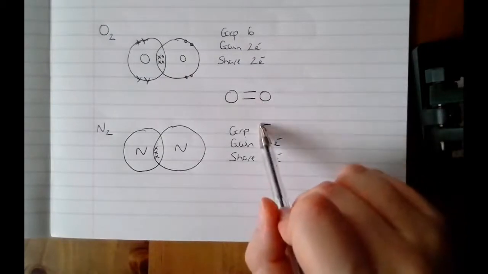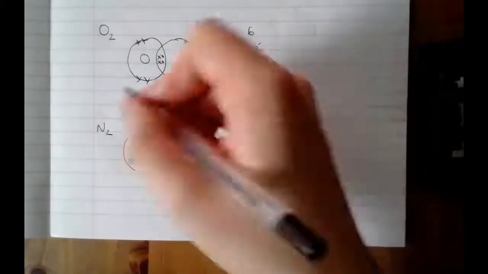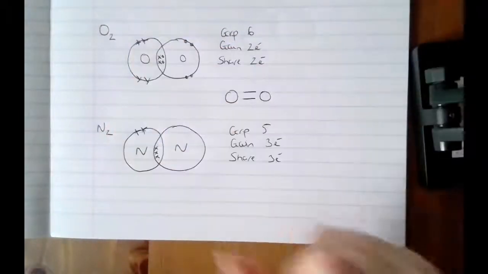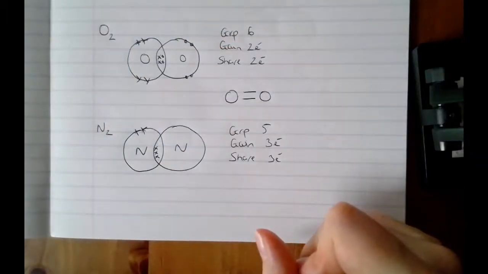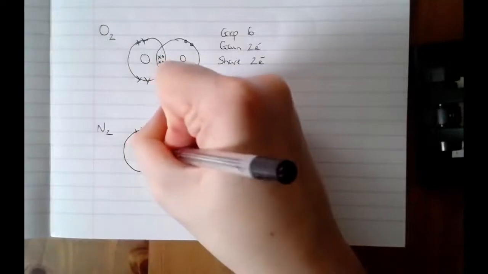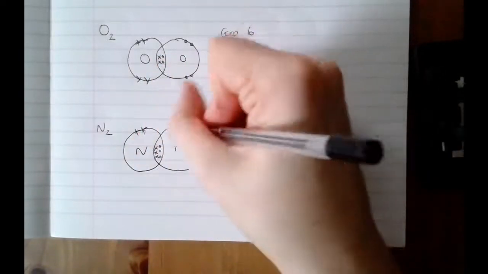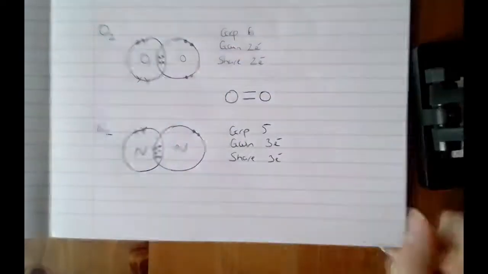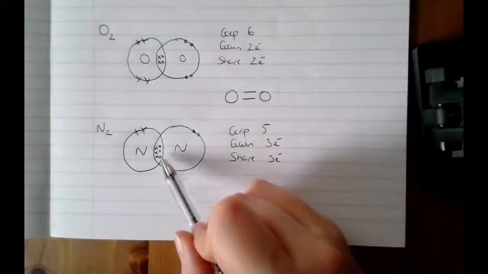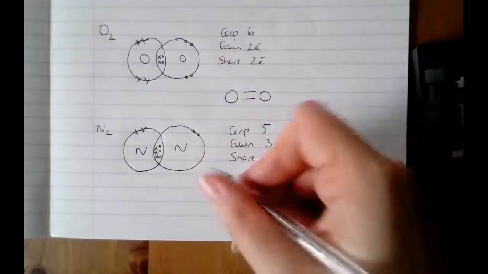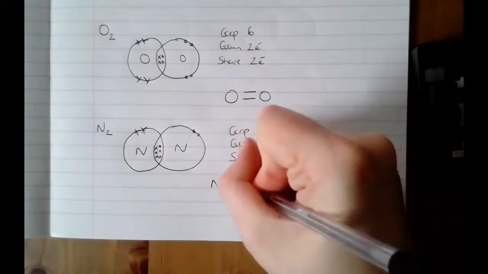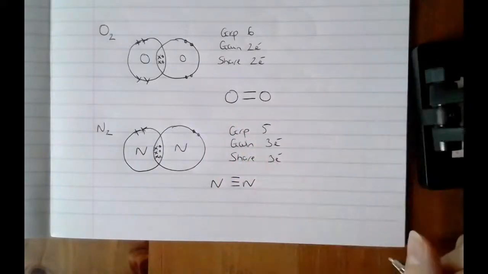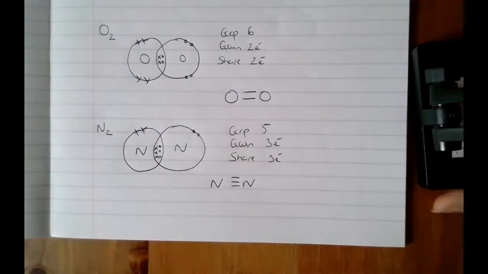But it's in group 5. Therefore, it's got 5 electrons in total. I'm only sharing 3. The other 2 go on the outside. This nitrogen is going to do the same. 1, 2, and 3. And then the other 2 electrons are on the outside. I've got 3 pairs of electrons between the 2 nitrogen atoms. That means I've got 3 covalent bonds between the 2 nitrogen atoms, and it's going to be a triple bond. It will look like that.